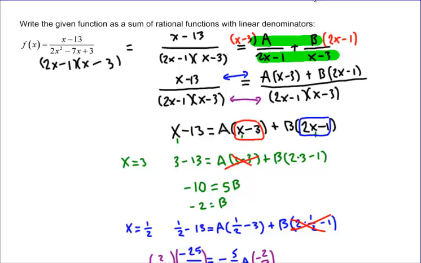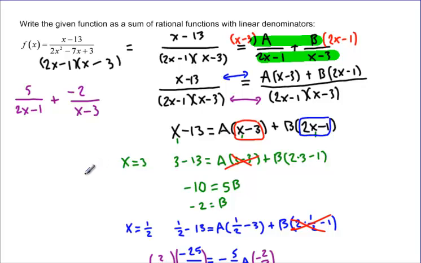And so my answer then, as a partial fraction decomposition, is going to be that a value, which is 5 over 2x minus 1, plus the b value, which is -2, over x minus 3. This is your partial fraction decomposition.